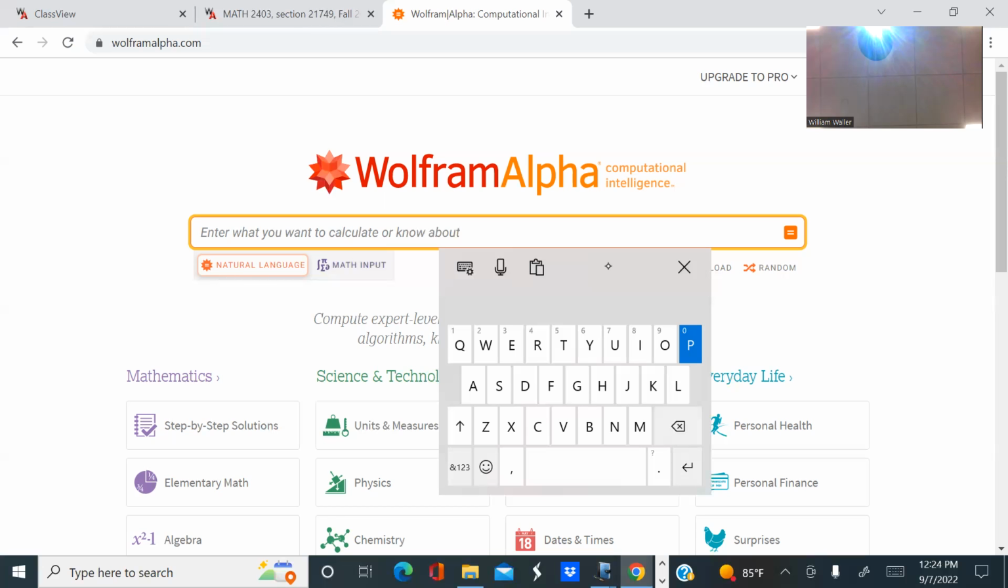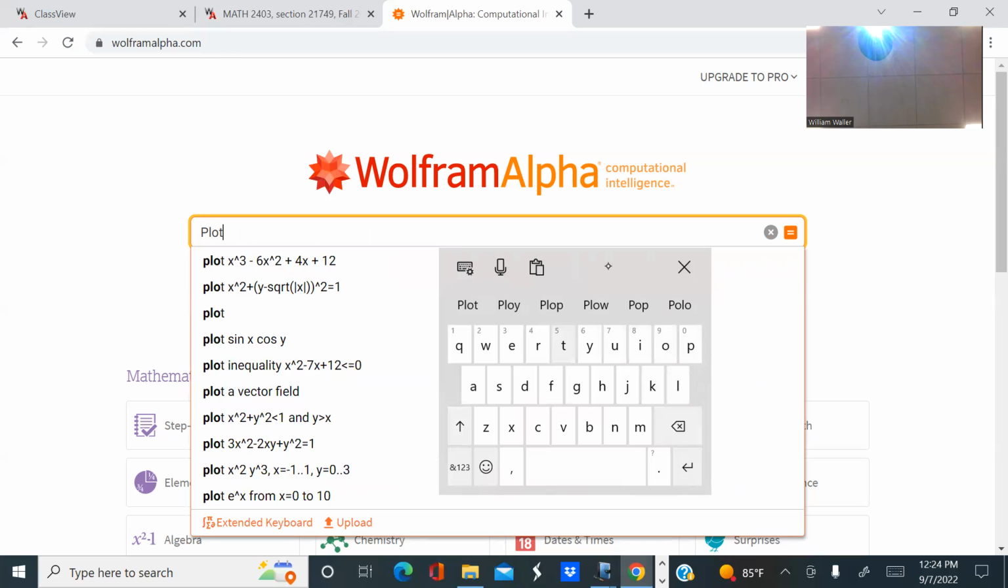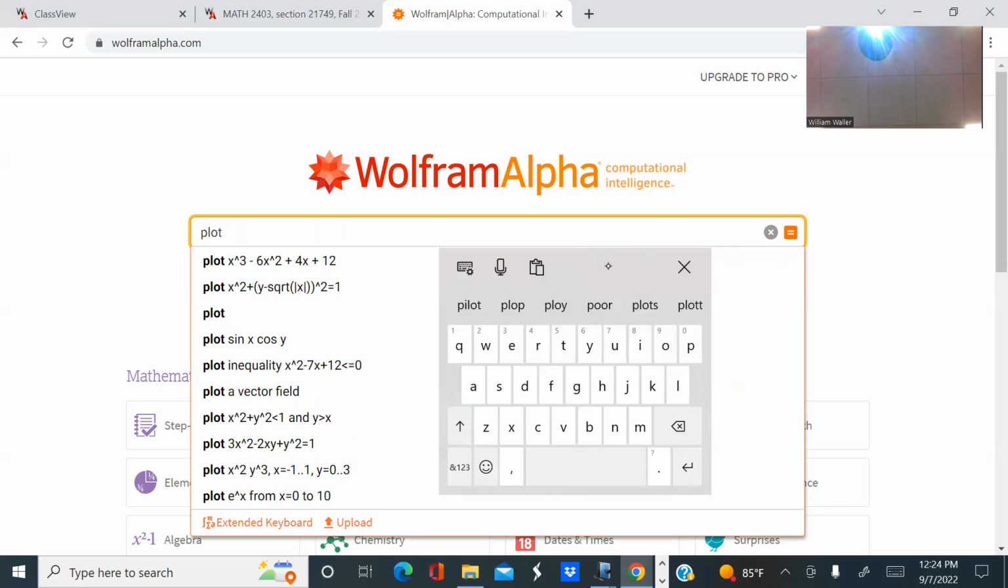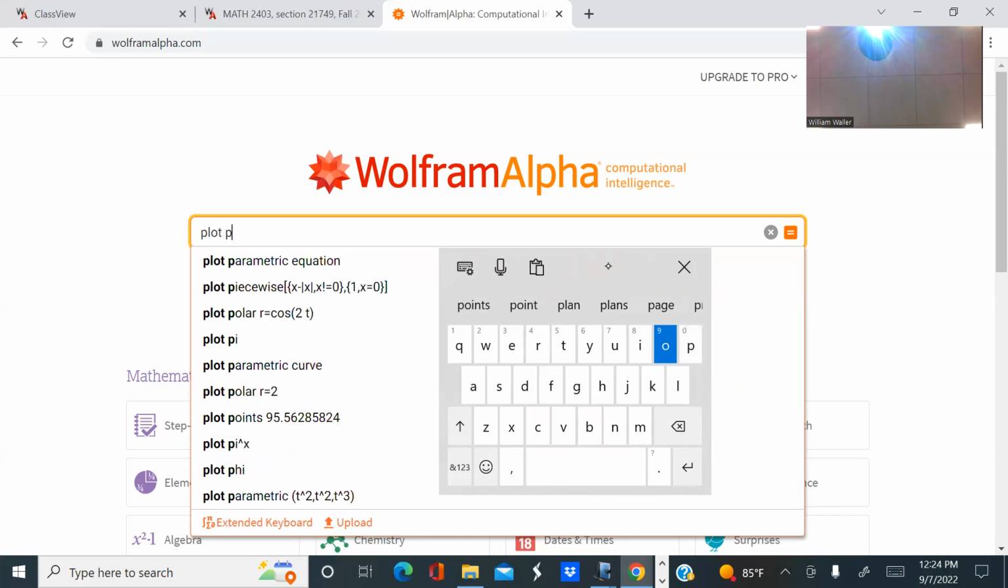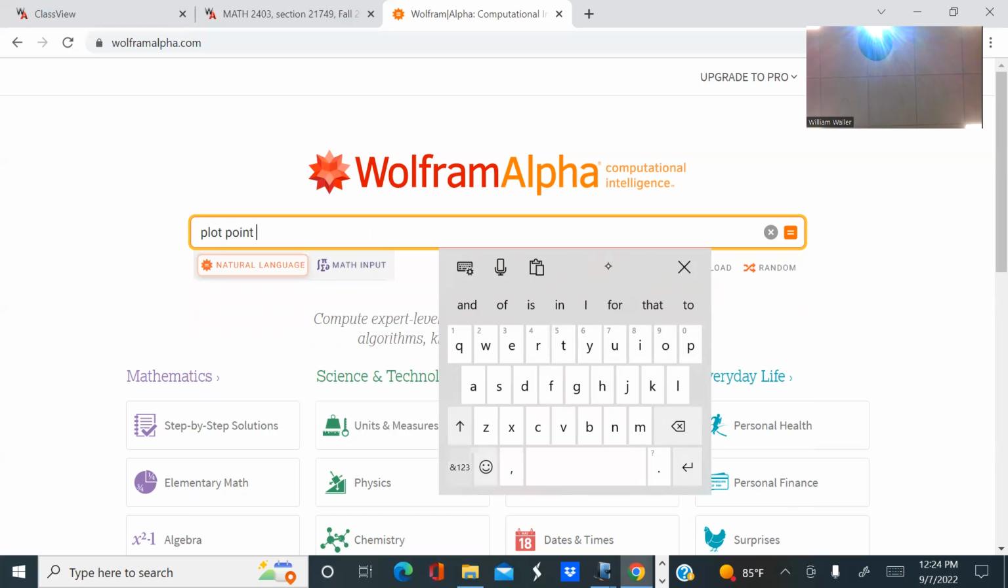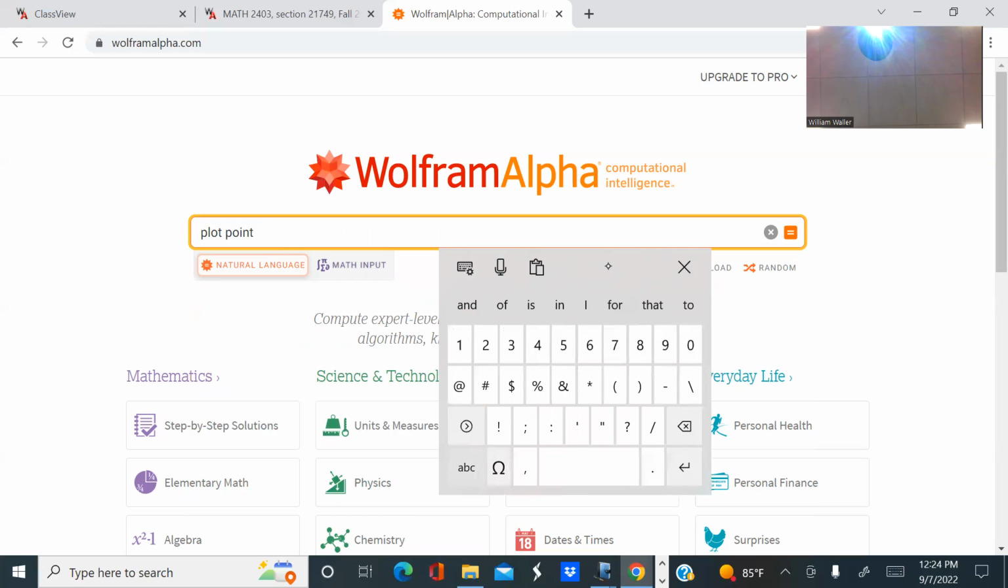So let's see if we try plotting. Let me just use the command plot here, and see if I can remember how to do this. I think you have to tell Wolfram Alpha that you want to plot a point. All right. And then let's put the point in. I'm going to put the point in curly braces if I can find the curly braces on here. But if I can't, we'll just try using parentheses.